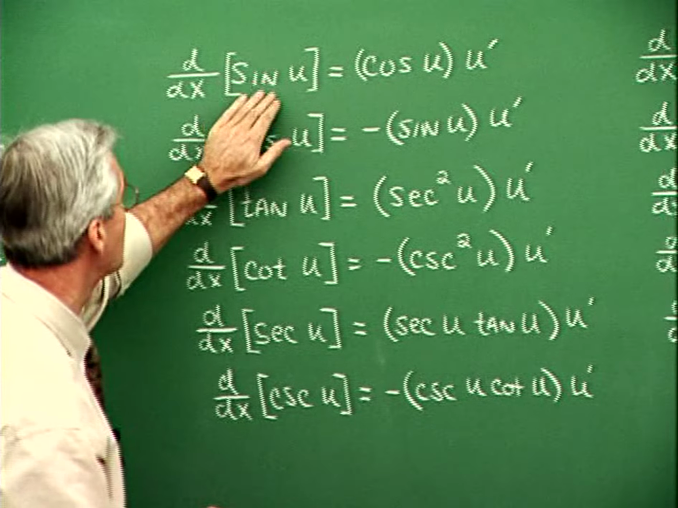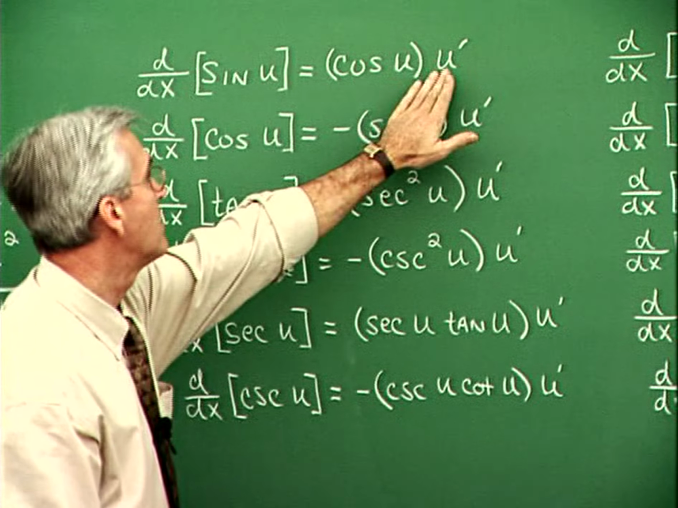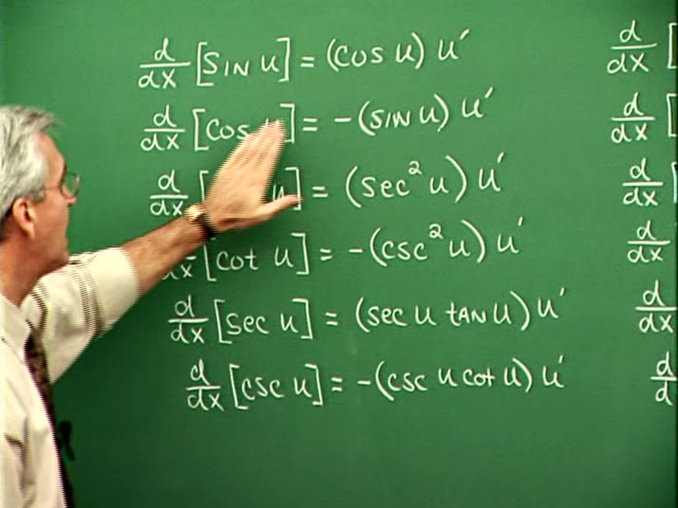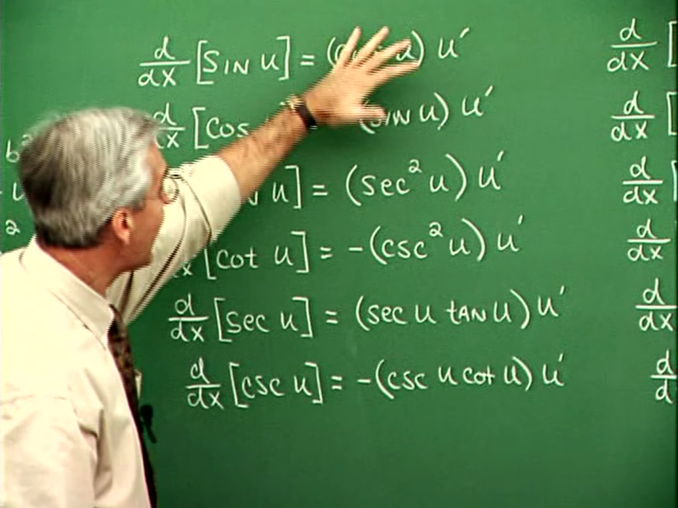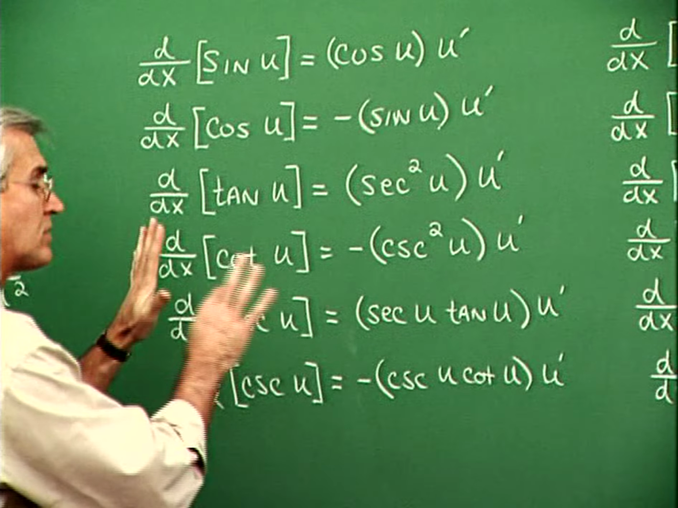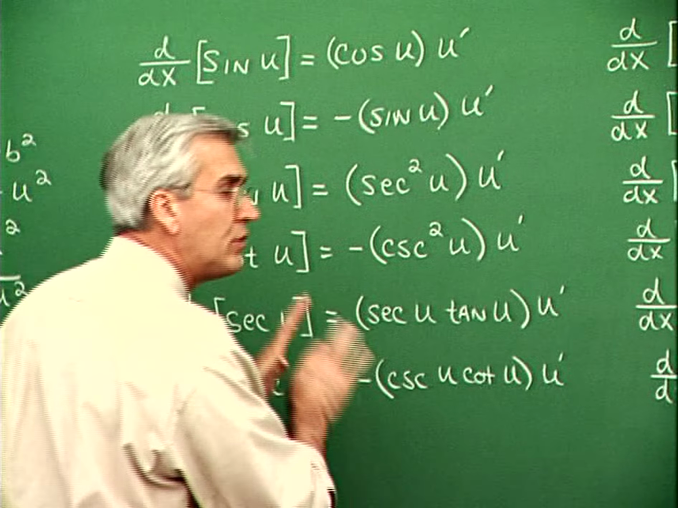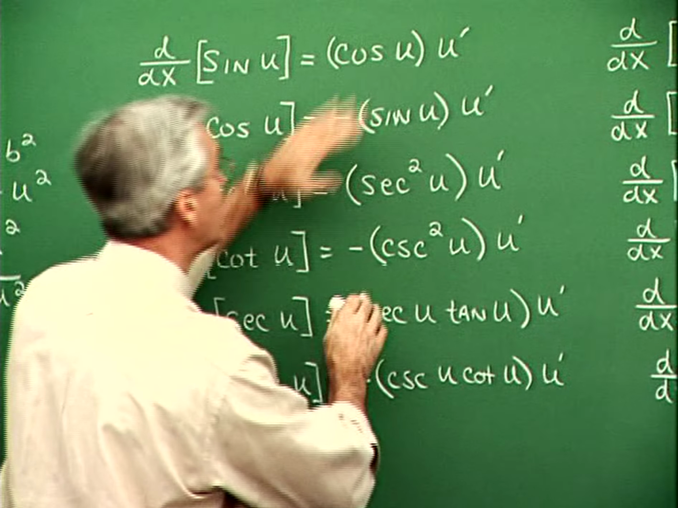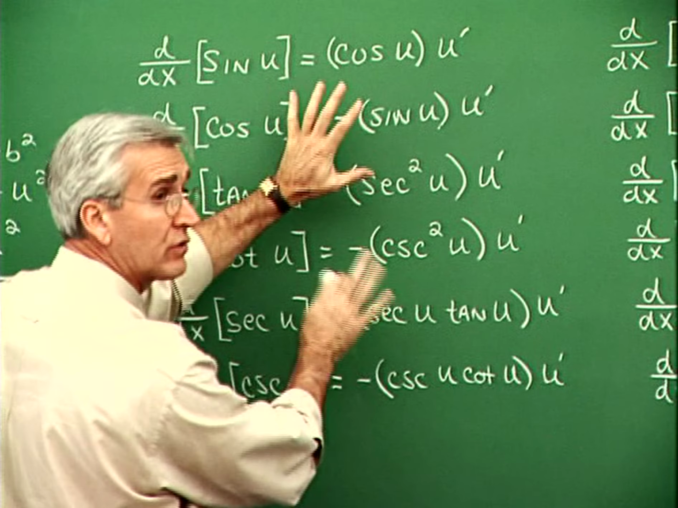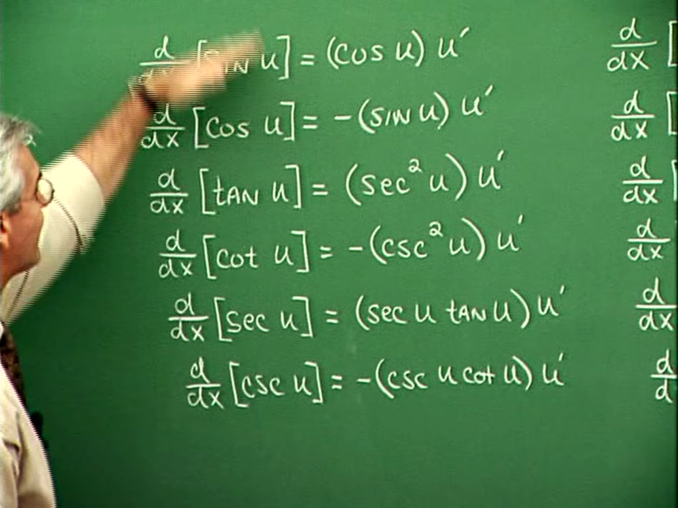The derivative of sine is cosine times u prime. The derivative of cosine is the negative of sine times u prime, and so on. And looking at them all together here allows us to notice certain patterns and to be able to recall these relatively easily if you just study these a little bit. All right, we've had these.